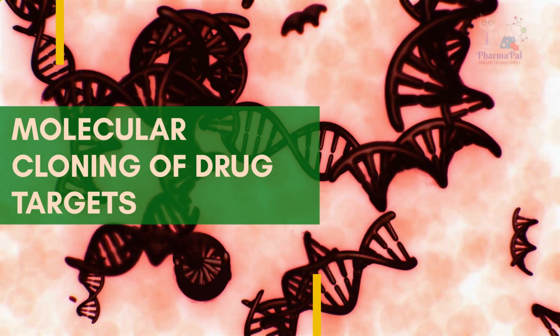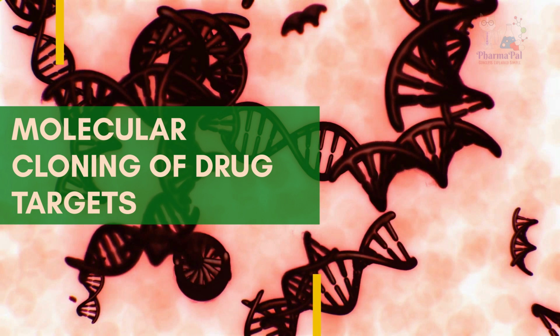So, what exactly is cloning? In simple terms, cloning is the process of making an exact genetic copy of an organism or a specific DNA segment. Think of it like photocopying a document, but in this case, we're copying genetic material. A famous example of cloning is Dolly the sheep, the first mammal to be cloned from an adult somatic cell.